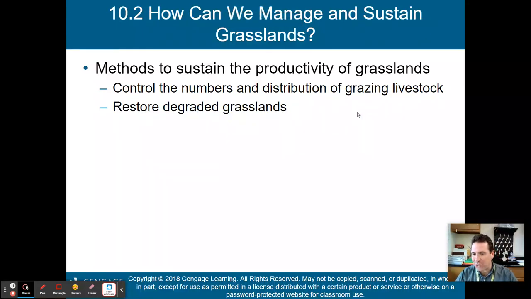Welcome back to part two of my lecture on Chapter 10, Sustaining Terrestrial Biodiversity: Forests, Public Lands, Grasslands, Wetlands, and Cities. As I said in part one, there are going to be three parts to this lecture, as there are just over 90 slides. Part one spoke about forests and public lands. Here in part two, we're going to talk about grasslands and wetlands, and then in part three we'll talk about cities.